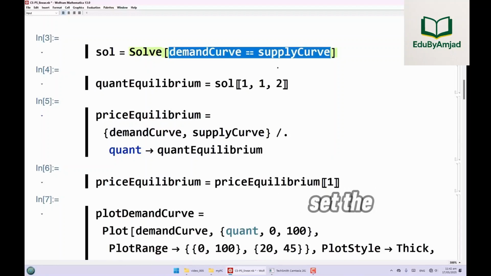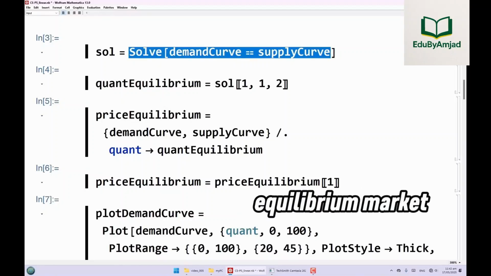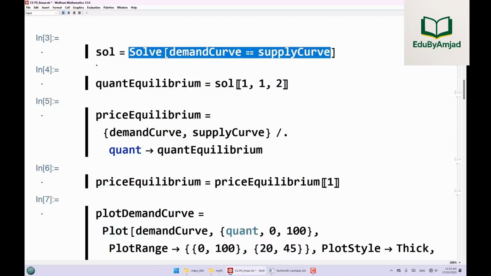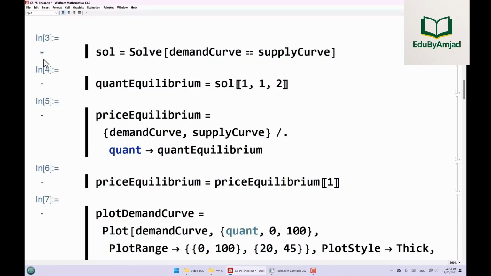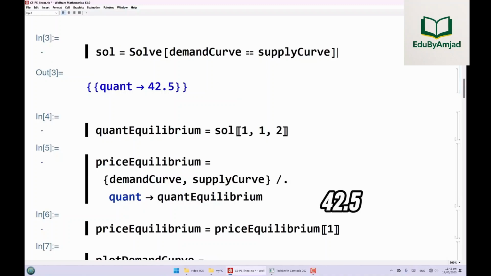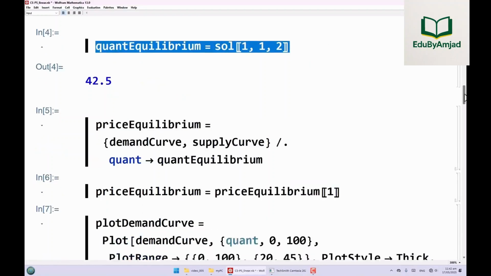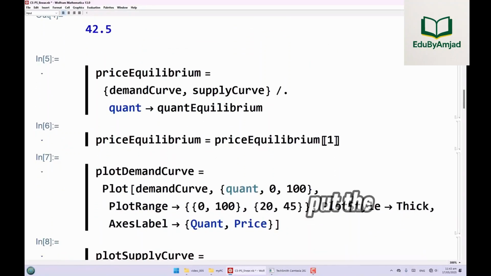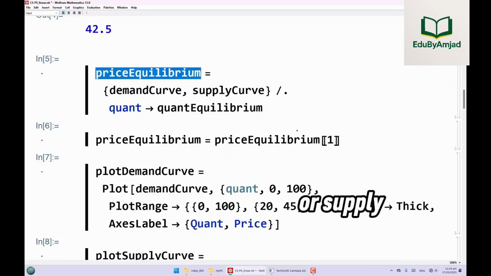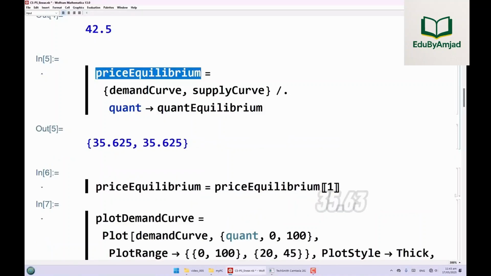In equilibrium, set the demand and supply equal, and solve for the equilibrium market quantity. It is 42.5. Put the equilibrium quantity either in the demand or supply equation and solve for the equilibrium market price. It is 35.63.